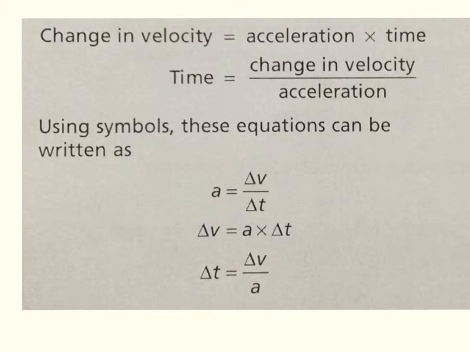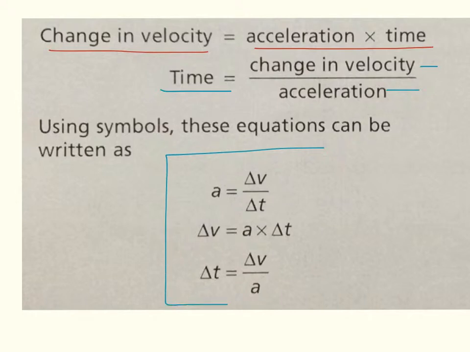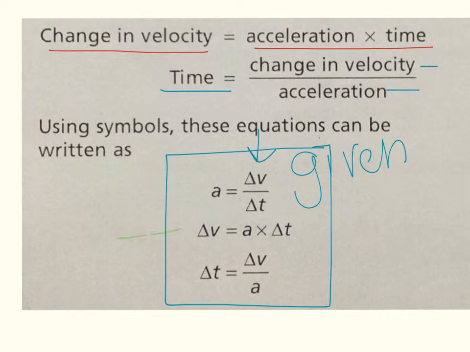We can then rearrange that equation to find other pieces of information we might be looking for. If we want to know what the change in velocity is, we can multiply acceleration by time. If we want to find out the time measurement, we can divide the change in velocity by the acceleration. So in other words, these are the symbols in the equations that you can use to find either acceleration, velocity, or time. It all depends on what you're given in the problem. These are the items you are given, and these are the items you're trying to find.